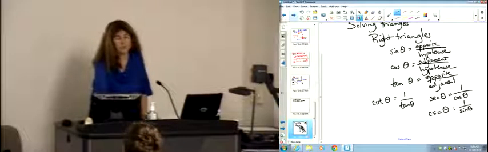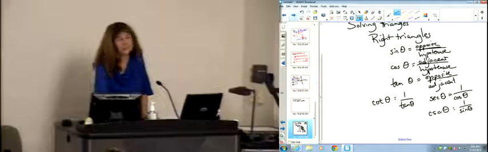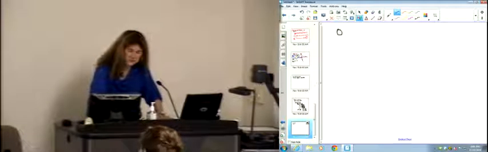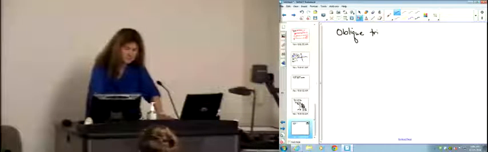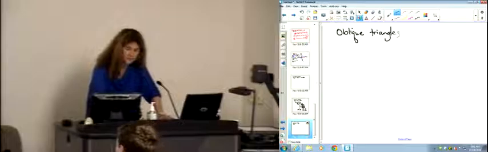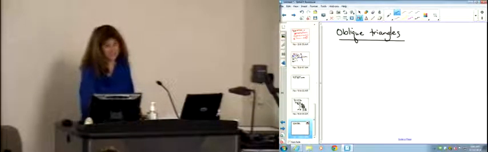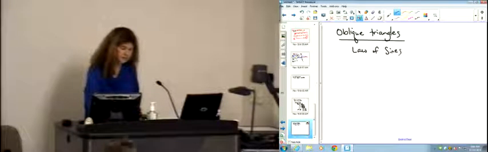Then we got to the part where they were not right triangles. What kind of triangles are they if they're not right? Wrong. If they're not right, they're wrong. No, they're oblique. You're right. Okay? All right. So we got to the oblique triangles. With the oblique triangles, we looked at two different methods to solve those. One was the law of sines, and one was the law of cosines.